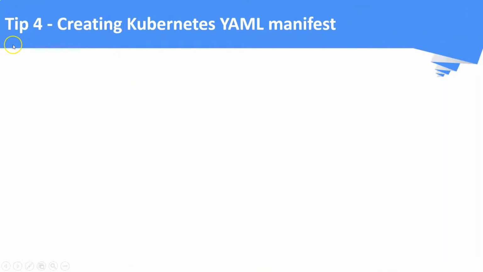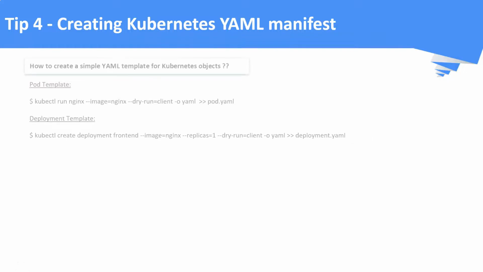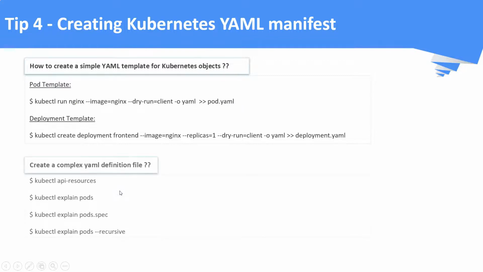Tip number 4, how to create Kubernetes YAML manifest files. Basically, there are two ways to create a YAML manifest. First is using some basic commands to create simple YAML definition files. Second is writing on your own in the case of complex YAML definition files.